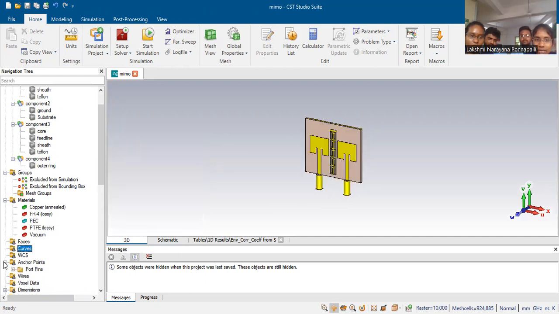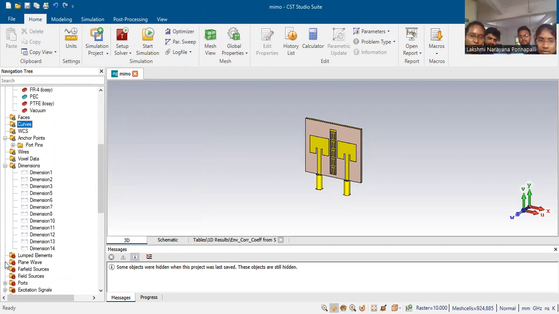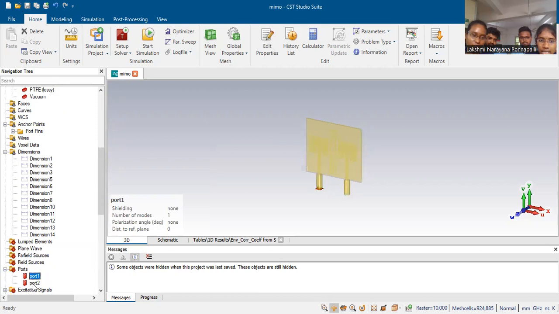These are some of the curves. These are the ports: this is port 1, where we give the input, and this is port 2. We give the input at port 2 as well.